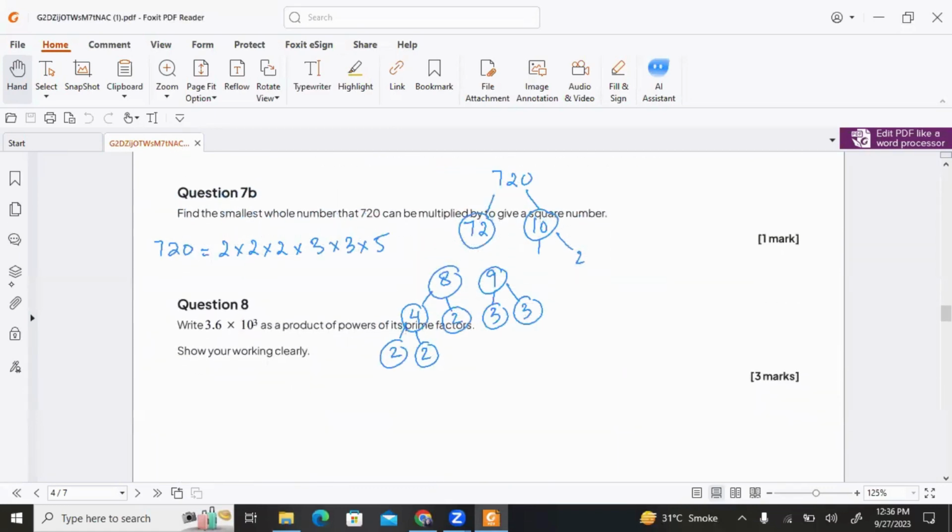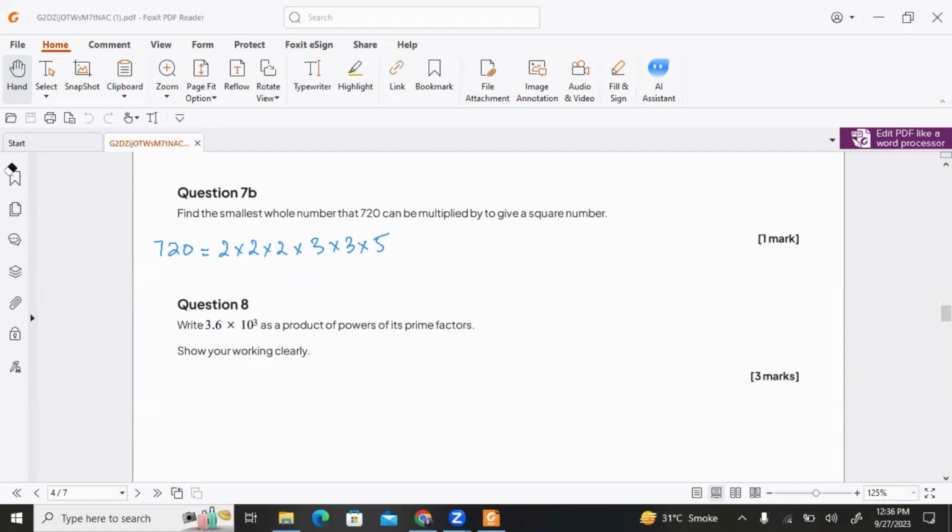What I'm going to do is keep this part, and then we're going to need this part. So now that we have the factors, this is a tricky question. Most people think it's very difficult to solve, but it's actually pretty simple. It says find the smallest whole number that can be multiplied to 720 to give a square number. So what is the condition of a square number? The condition is that the power has to be 2, or an even number basically.